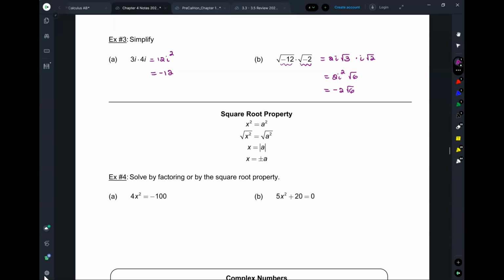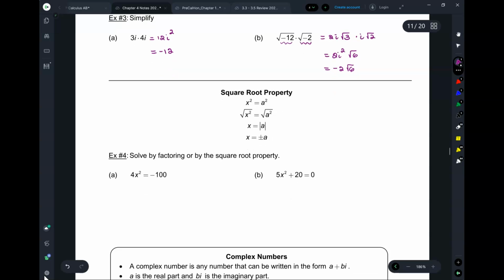What if under one root it's negative 12 times the root 2, like it's not two separate roots? Then it's fine. If it's given to you like that, then you can multiply them.